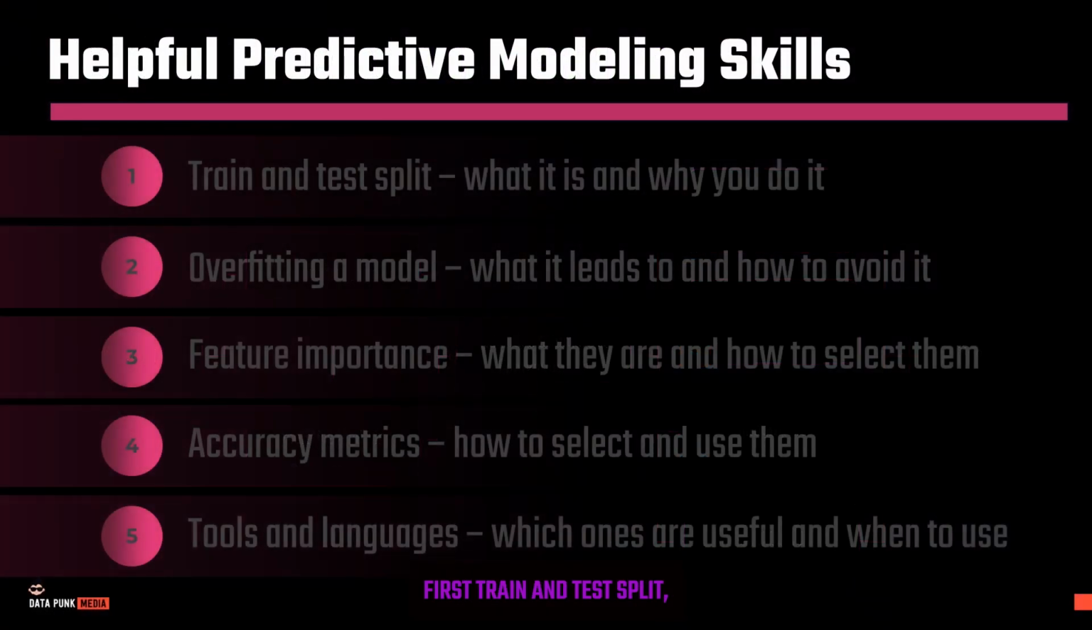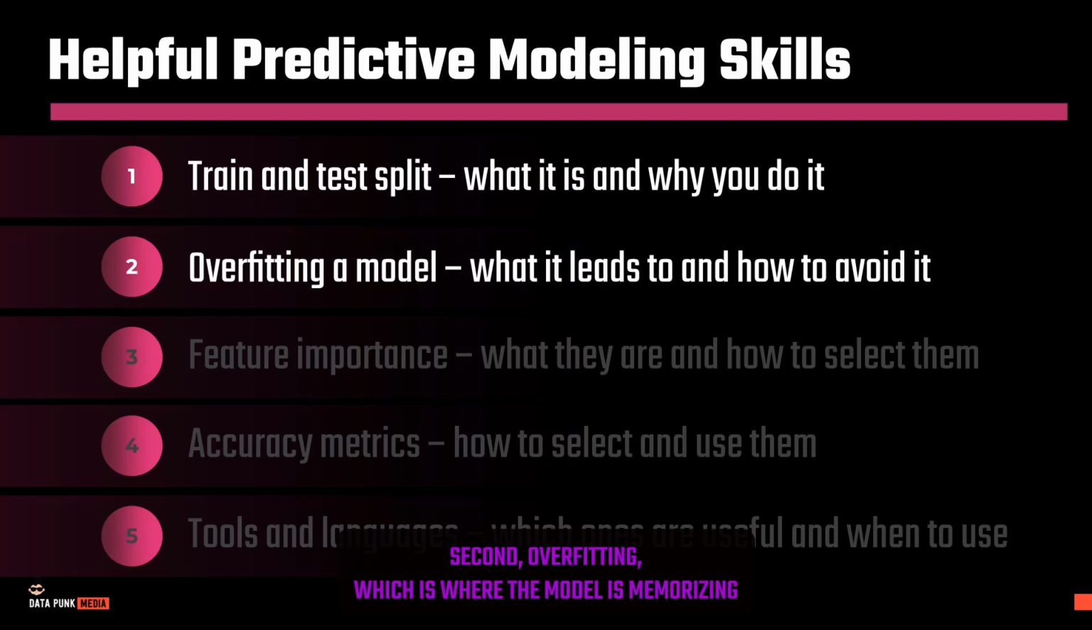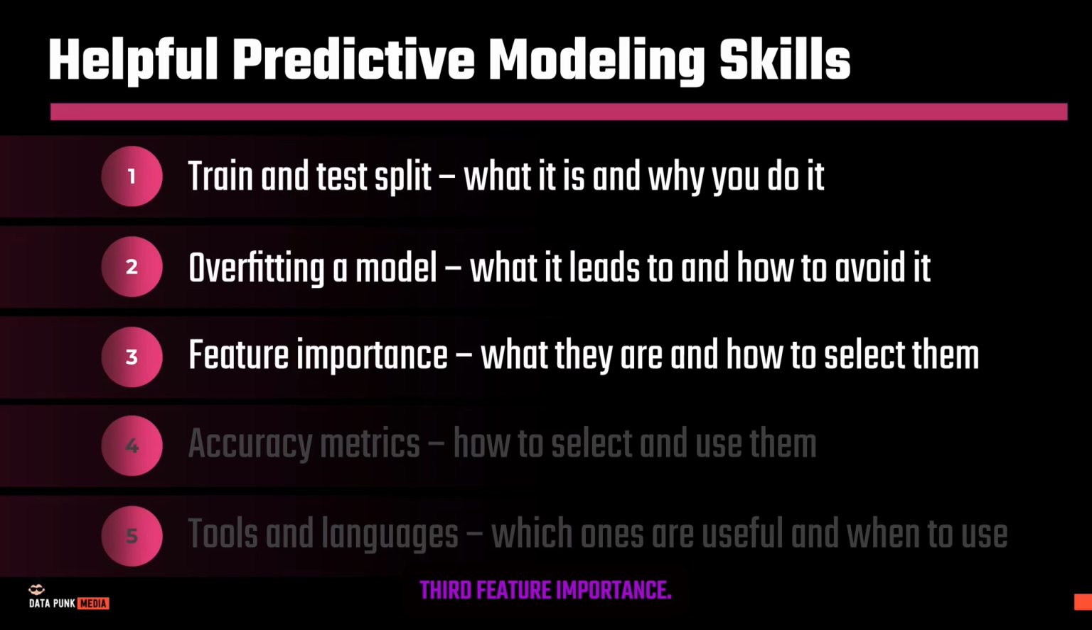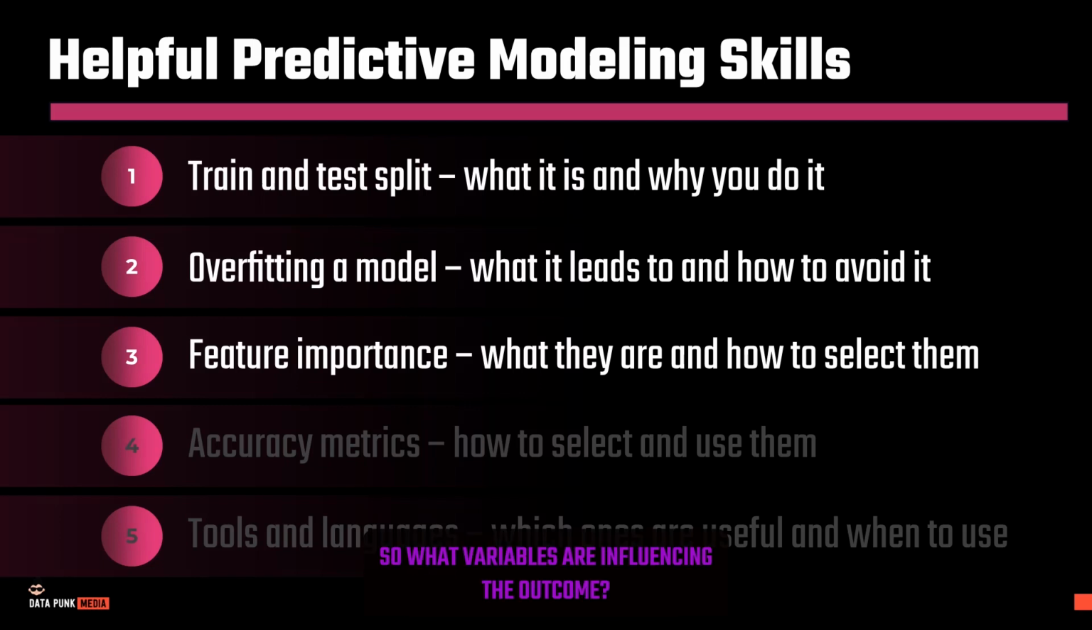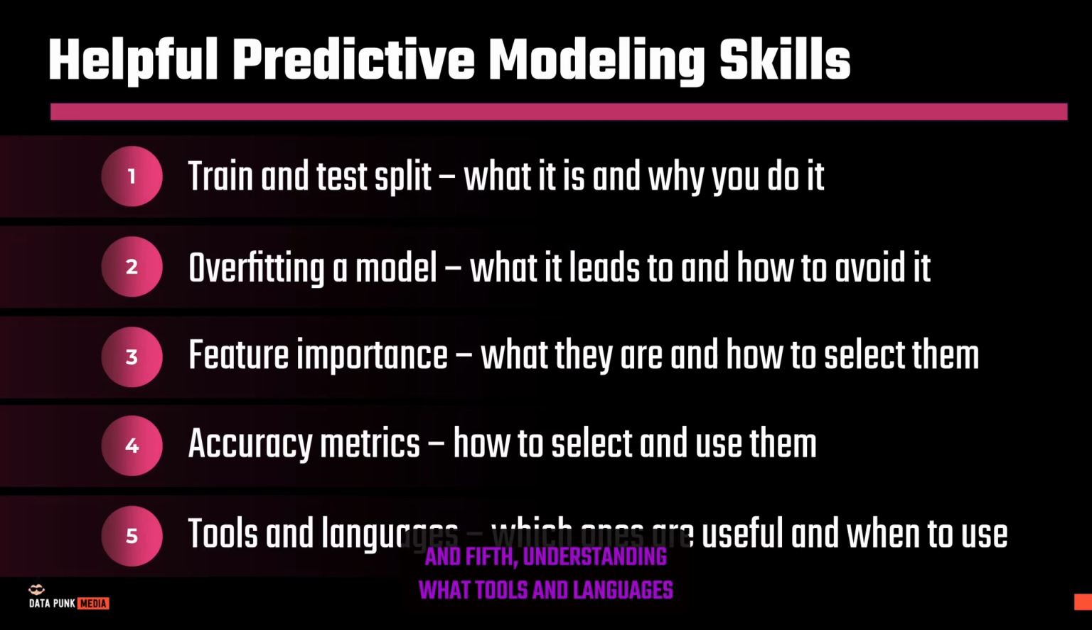First, train and test split, which means dividing your data into training and testing groups. Second, overfitting, which is where the model is memorizing instead of learning. Third, feature importance, so what variables are influencing the outcome. Fourth, accuracy metrics, or knowing how to measure model success. And fifth, understanding what tools and languages are available for you to have more control over your models.